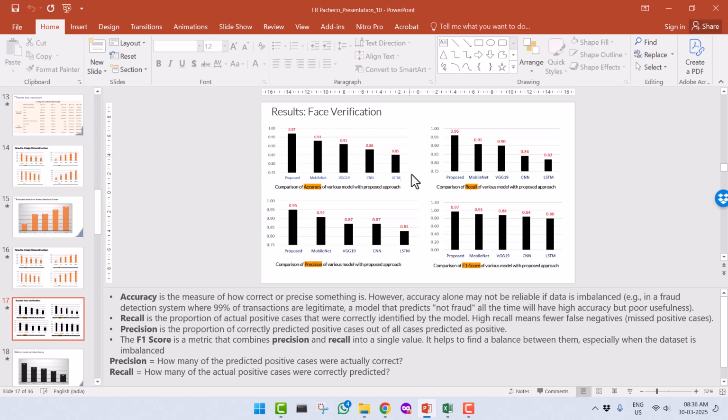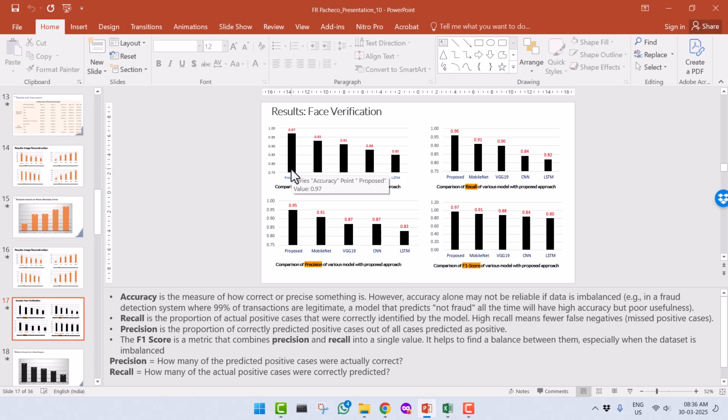and we have compared it with four well-known existing approaches. So accuracy is the measure of how correct or precise something is, and it measures how many true positives and how many true negatives there are. That means positively labeled classes should be predicted as positive, and negatively labeled classes should be predicted as negative. That is what accuracy measures.